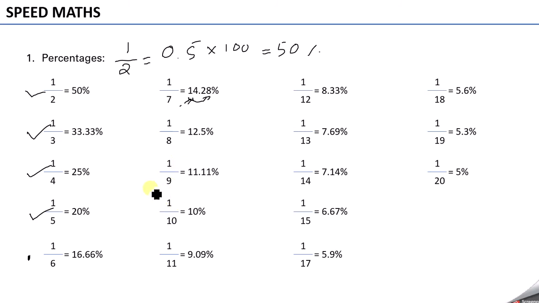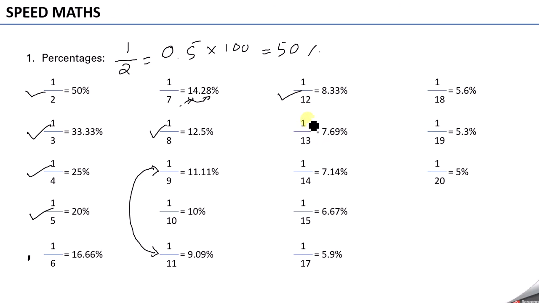Now we'll first look at these two as a pair. If you see, 1 by 9 is 11.11 and 1 by 11 is 9.09. So these two as a pair you can remember: 1 by 9 is 11.11% and 1 by 11 is 9.09%. 1 by 10 is 10%, easy to remember, everyone knows this. Moving on, 1 by 12. 1 by 12 is again half of 1 by 6. What is 1 by 6? 16.6, which we already covered. So half of this also is taken care of.